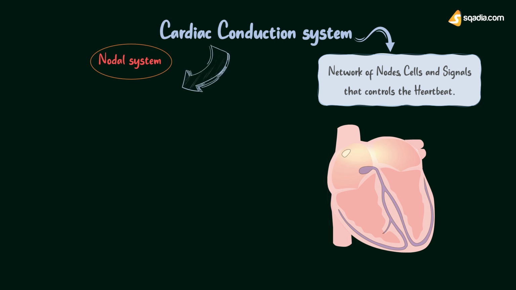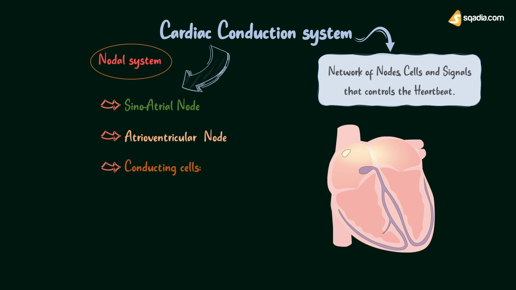This system is also known as the nodal system, and it is mainly composed of the sinoatrial node, or SA node, the atrioventricular, or AV node, and some conducting cells that are mainly found in internodal pathways that distribute contractile stimuli to atrial muscle cells. These conducting cells include the bundle of His, bundle branches, and Purkinje fibers.